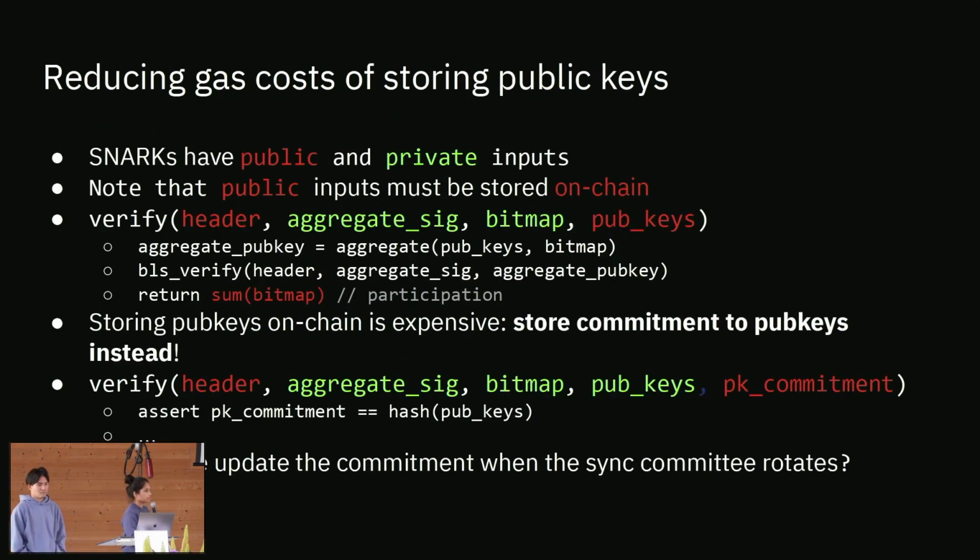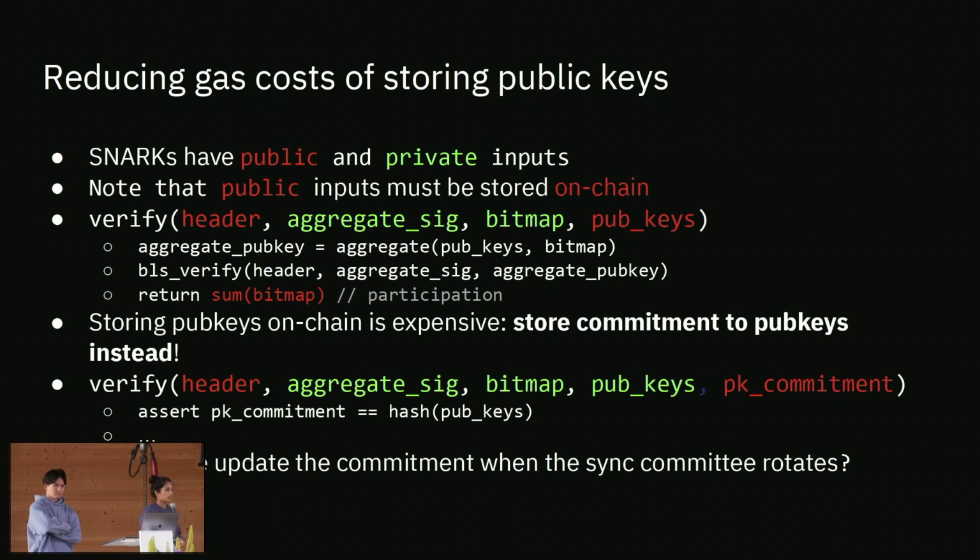So I had previously mentioned this trick we did for reducing gas costs of storing public keys on chain. So just at a very high level, SNARKs have public and private inputs. And the public input is in red because it's bad, because that means if we're verifying a SNARK proof on chain, we have to store the public inputs on chain. And a private input is in green, and it's good because it's invisible on chain, so we never have to put it on chain. So naively, if we were to implement verification inside a SNARK, we would have to have the public keys as public inputs, because we have to check that the signature is from a known set of validators, right?